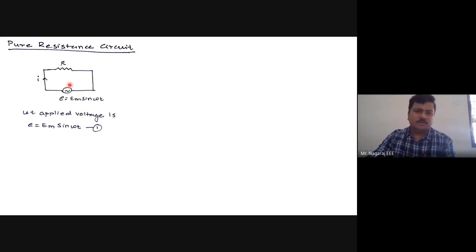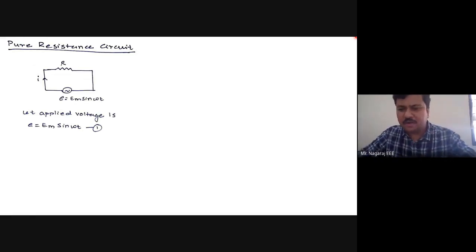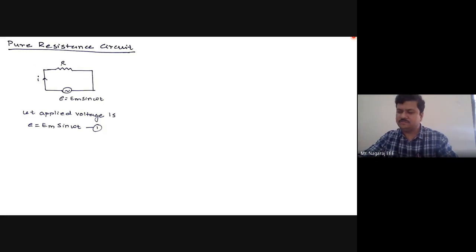Now the current I in the circuit is the result of application of this voltage. When I apply the voltage to any circuit, the current is bound to flow, provided the circuit is a closed path. The current is also sinusoidal. Whatever the nature of voltage I give, the same nature of current I get. The current is given by Ohm's law.